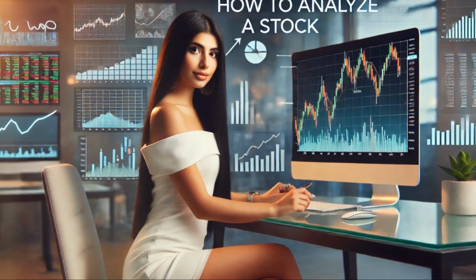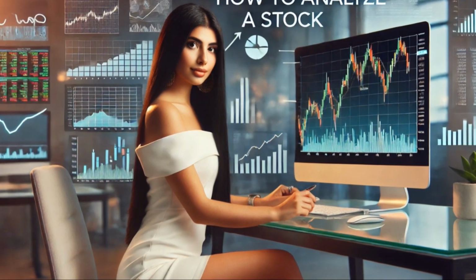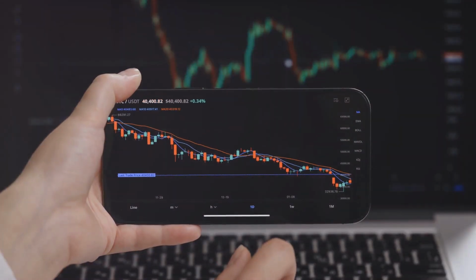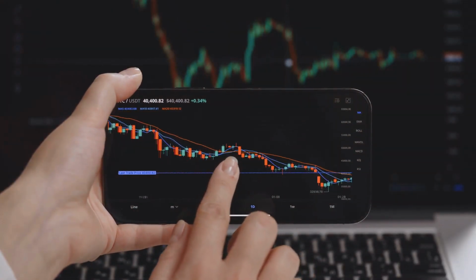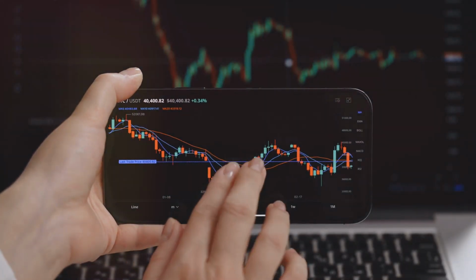If you're a beginner looking to learn how to analyze a stock before investing, you're in the right place. We'll break down the process step by step, covering fundamental analysis, technical analysis, and more.